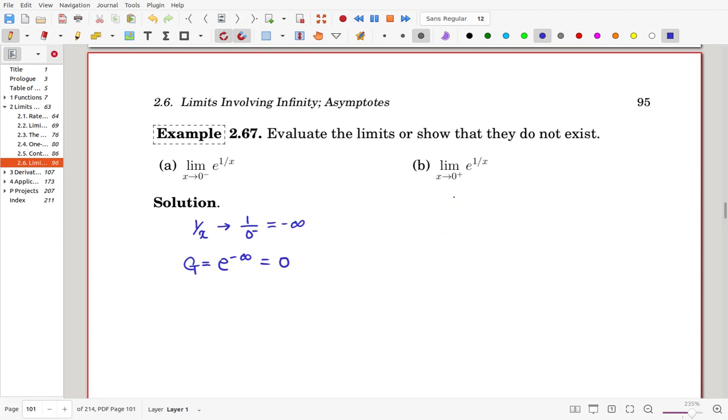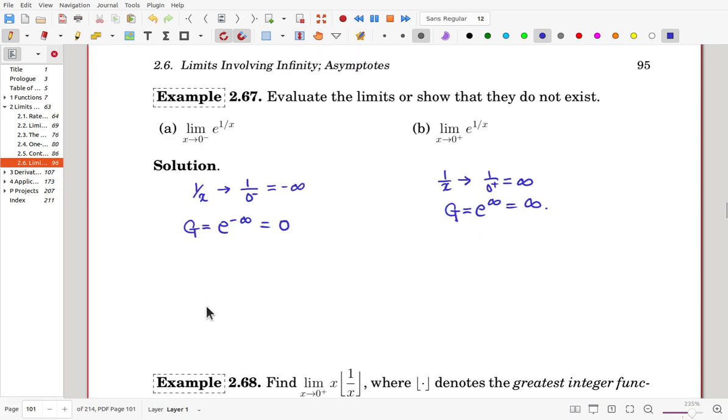Now for the other part, if x is approaching from the right, then x is positive but becoming 0, so 1 over x is approaching 1 over 0 plus, which is infinity. So the given term is e to the infinity, which is infinity. Infinity means it's becoming larger and larger and larger.